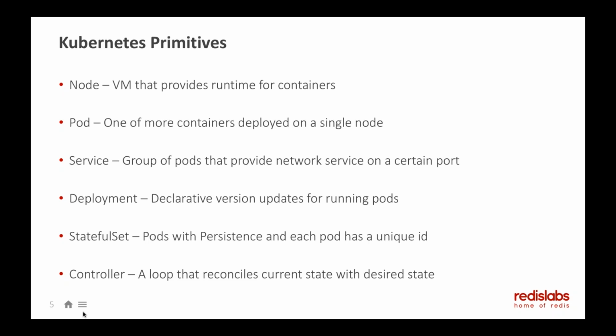The next primitive is the concept of a service. A service is a group of pods that provides a network service. So when you write a service for your application, this allows you to quickly scale up your service, which might be backed by a number of pods running on a number of nodes. Using this combination allows you to quickly scale your service that you have deployed on top of the Kubernetes platform.